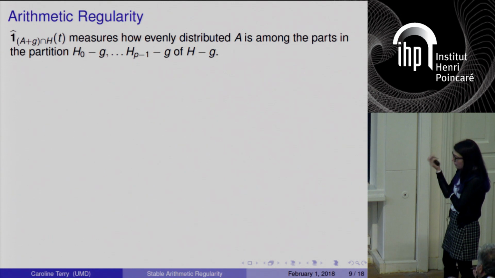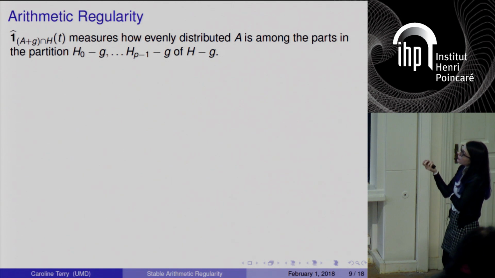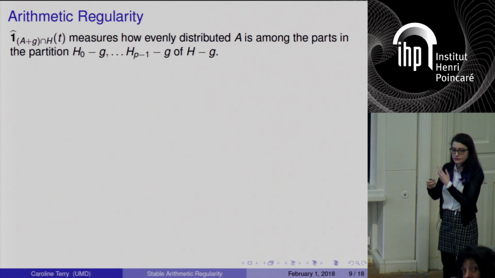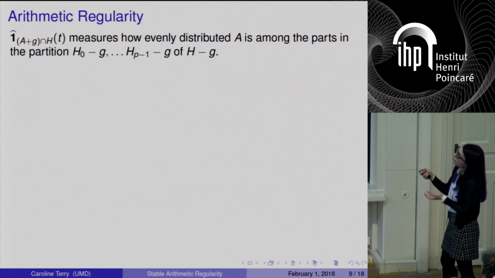Okay, and then how do I measure it? So the Fourier coefficient is what's going to measure how evenly distributed A is across this particular partition. In particular, the Fourier coefficient here means the characteristic function of the set A plus g intersected with H, evaluated at t. So remember, t was the one that gave me this partition of H minus g.